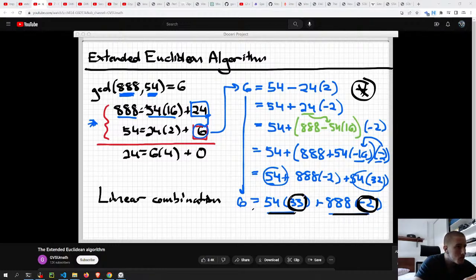So I can use the Euclidean algorithm to find the GCD in the first place. That's what we did over here. And then if I wanted to, I can use the extended Euclidean algorithm to write the GCD as a linear combination of the original two numbers. And for us, that's going to be a very important process. So let's do one more example. Actually, it's sort of a two-stage example.